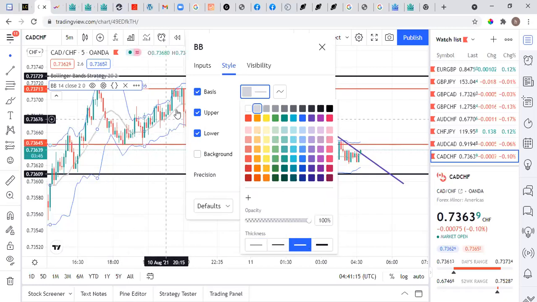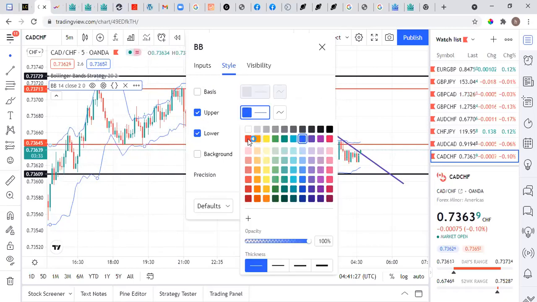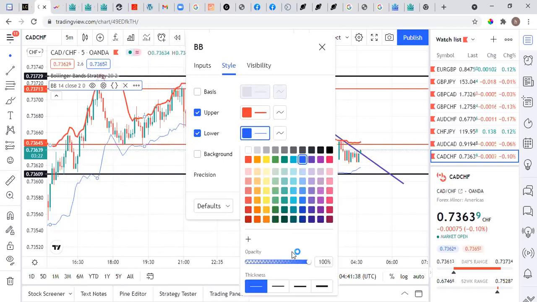On this line, most times if the candles are on it, it shows that it's consolidating. It's not a very important area for me, so I'm just going to check it. So I'll make the upper band red. As you can see, I'll make this line a little bit thicker, and then I'll make the lower band blue. Let me just make it thicker as well.